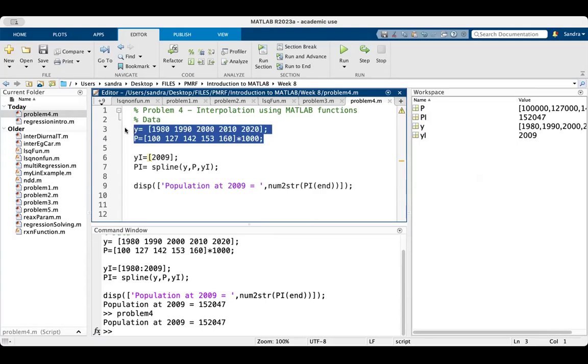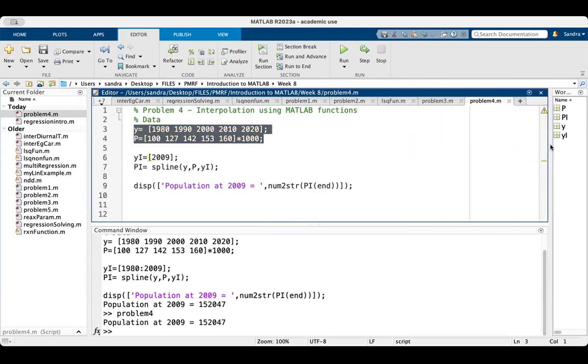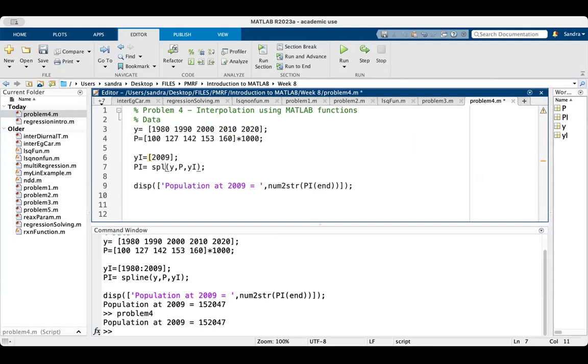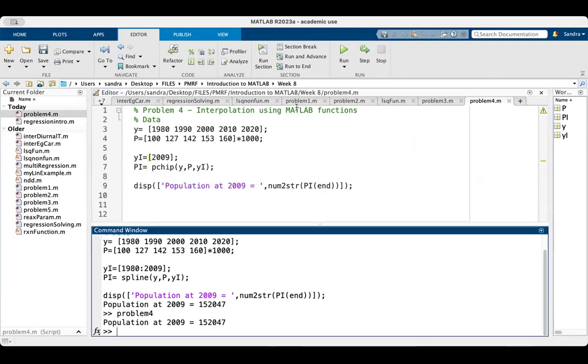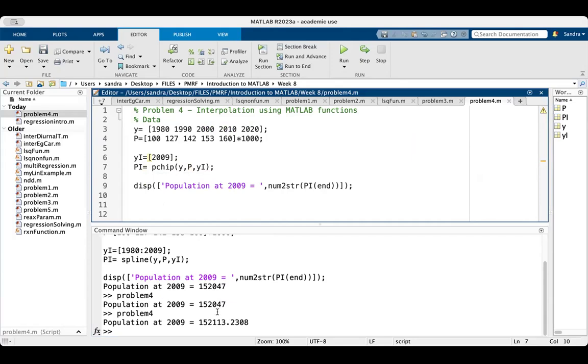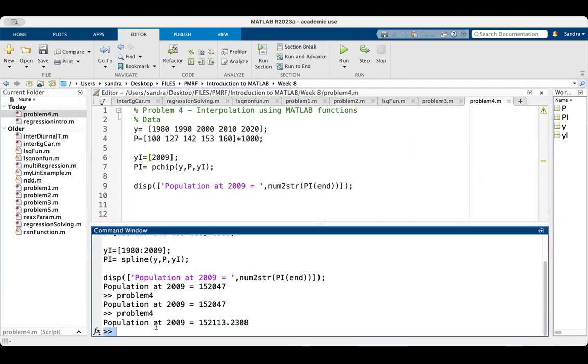Just check that you have given the year value and the population correctly. It's a fairly simple problem. Using pchip, you will probably get a different answer. I'll just try pchip also once. Okay, using pchip you are getting 152113. It's not a whole number, so this doesn't make sense, right? So you'll take whatever you're getting with spline, 152047.